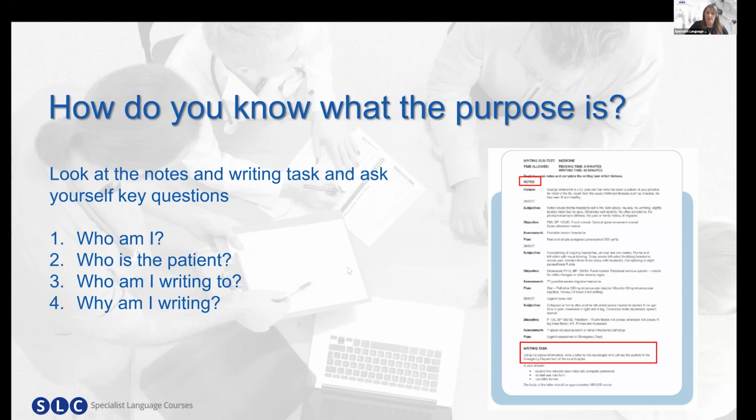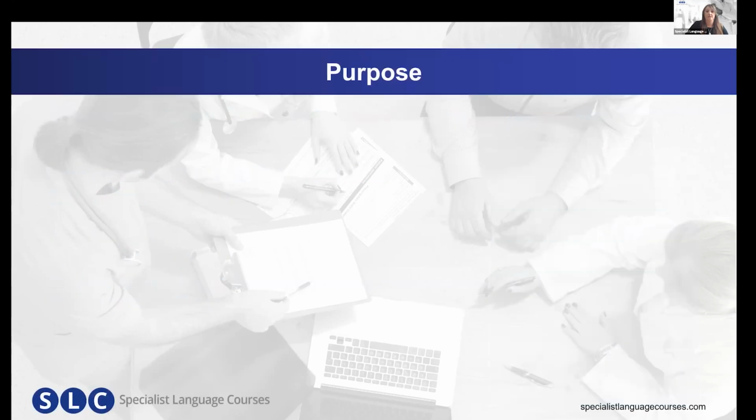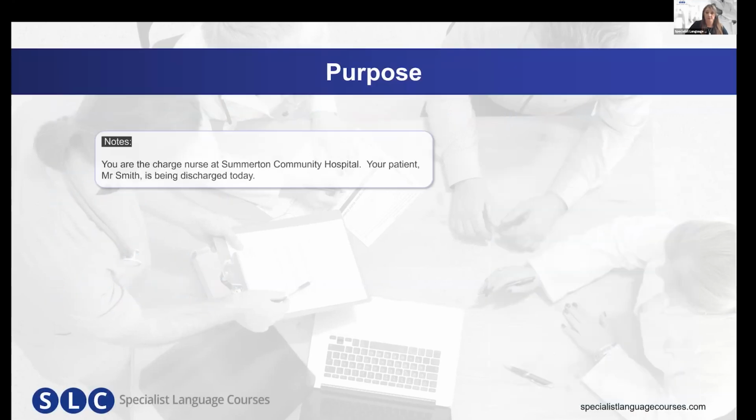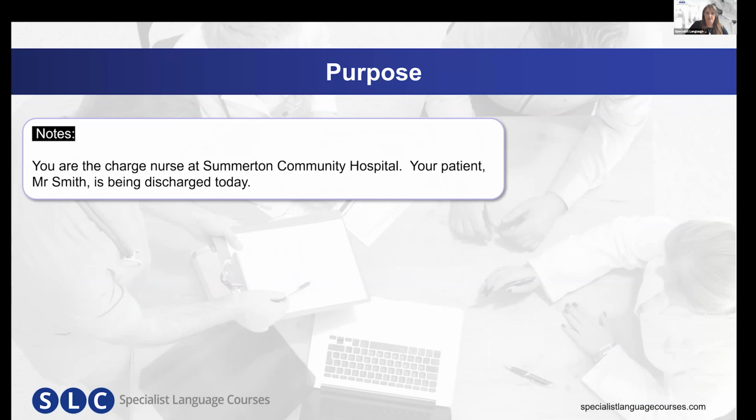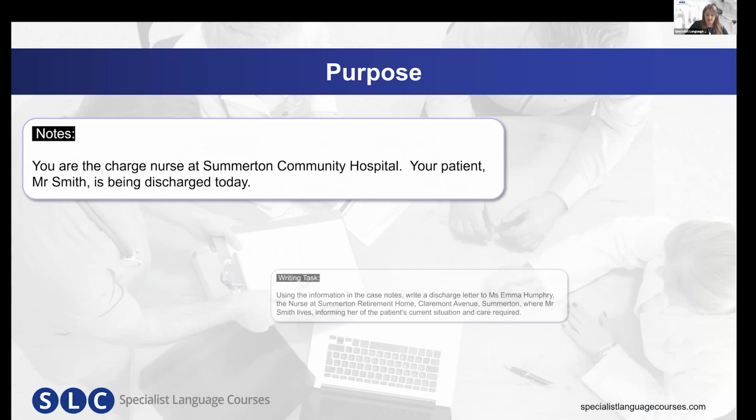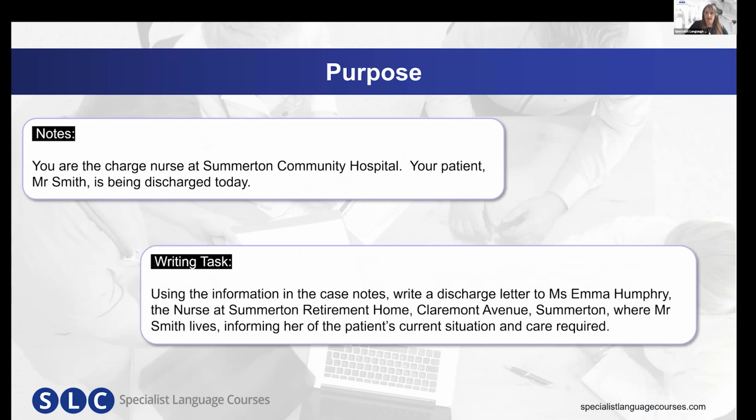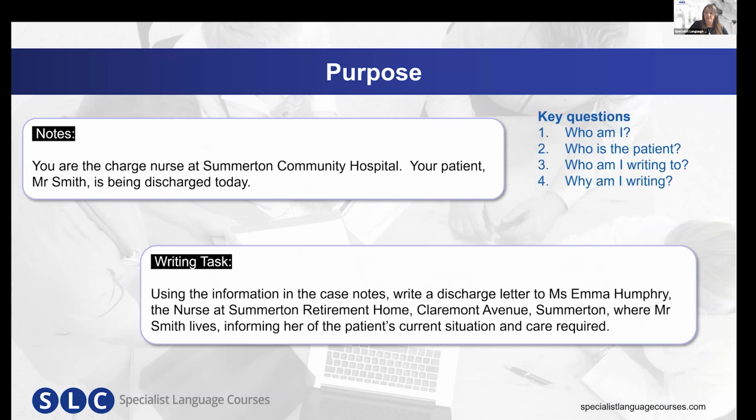So we're going to have a look at an example together. We have some extracts on the screen. So we've got the notes and we've got the writing task. And we're going to ask ourselves our 4 key questions. So I'm going to give you a minute to read through the information on the screen and start answering the 4 key questions. Just do this in your head. There's no need to write in the chat box at this stage.